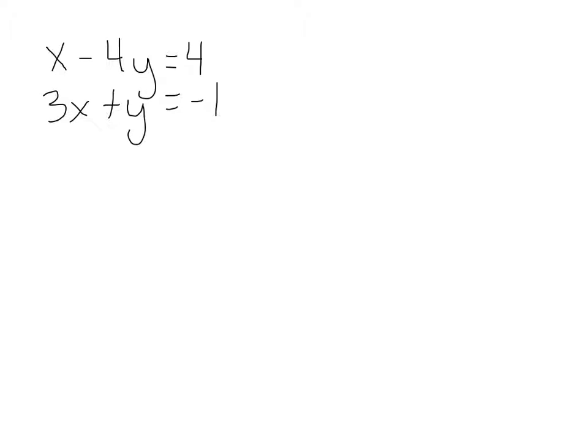So what I've taught you is to write each of them. x minus 4y equals 4. And the other one is 3x plus y equals negative 1. And I've taught you to get y by itself in both and then graph them. Right, Emily? And so what I'm going to do on this first one to get y by itself is subtract x on both sides.